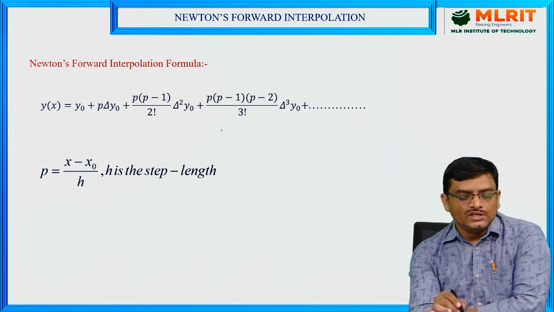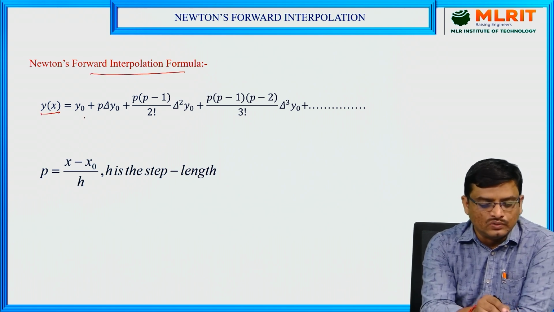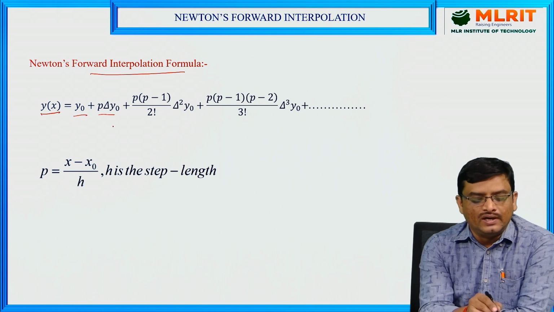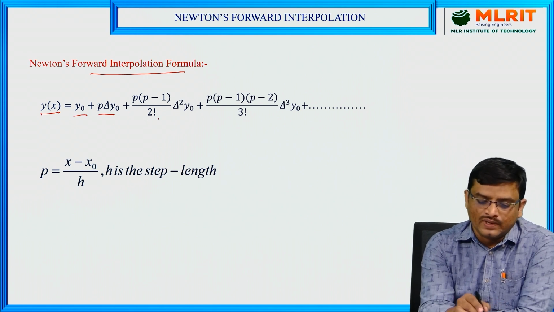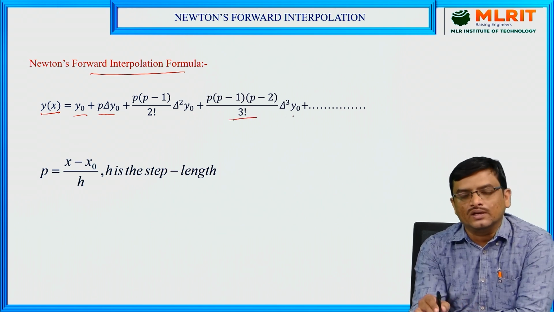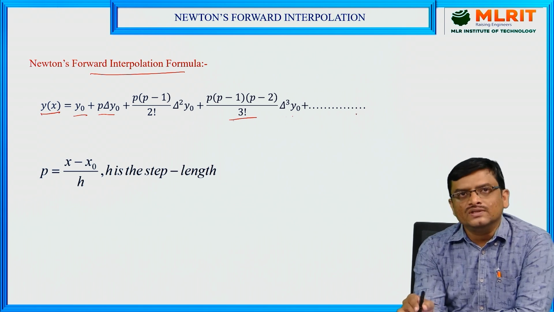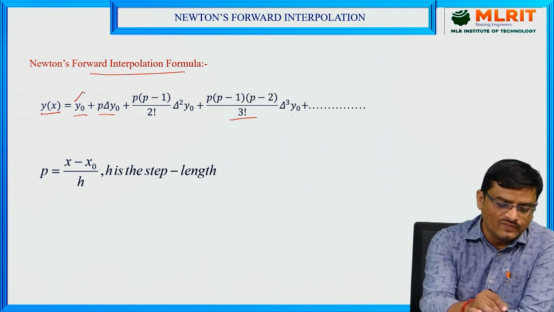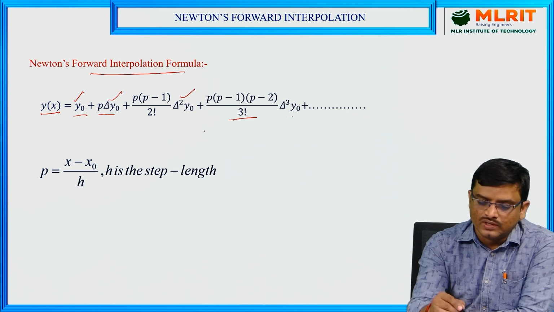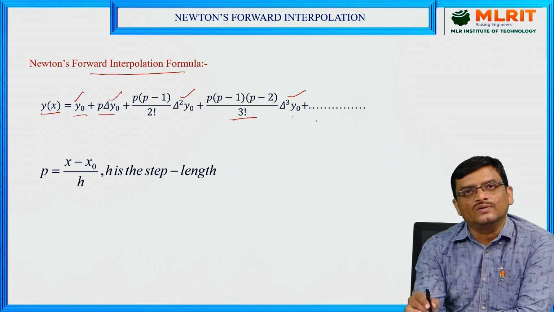Now this is the standard formula of Newton's forward interpolation. y of x is equal to y naught plus p into delta y naught plus p into (p minus 1) by 2 factorial into delta square y naught plus p into (p minus 1) into (p minus 2) by 3 factorial into delta cube y naught, and we can continue these terms. The number of terms in the standard formula depends upon the difference table. The values y naught, delta y naught, delta square y naught, delta cube y naught we can get from the forward difference table.